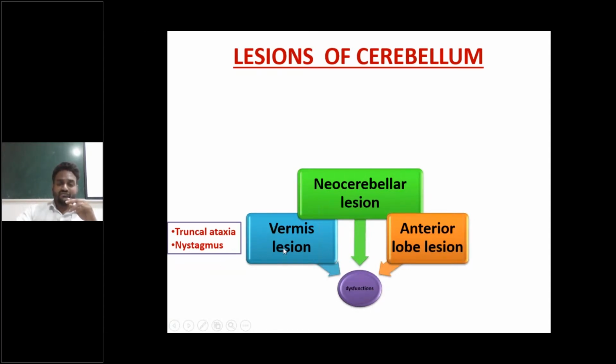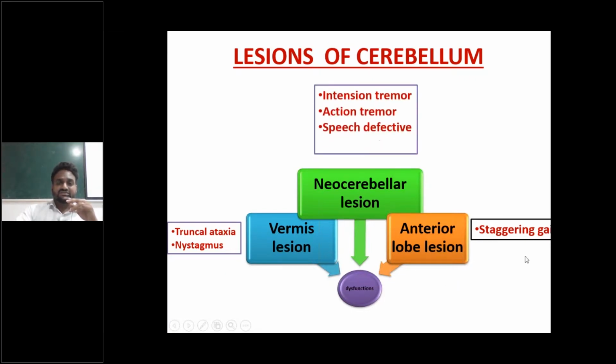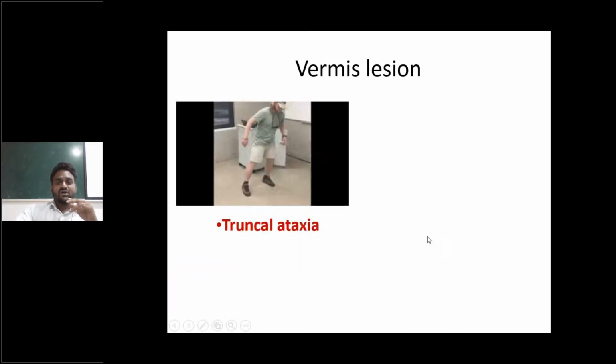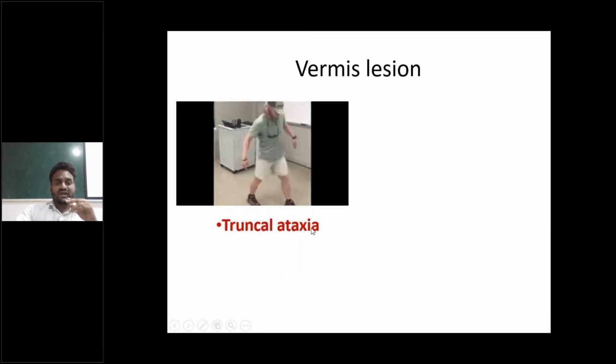Under the anterior lobe lesion, we study the staggering gait, which is also one type of ataxia. And under the neocerebellar lesions, we study intention tremor, action tremor, and speech defects. So these 3 symptoms we can study. One by one we see them in detail. First is the vermis lesion, that is truncal ataxia.